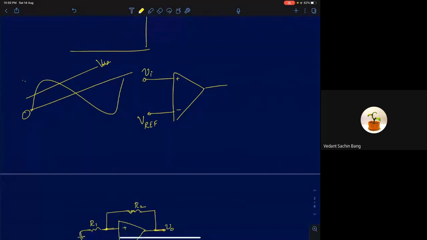Now, when your input exceeds Vref, then at this point you will get a rising edge, and at this point you'll get a falling edge, and so on. Again, the rising edge will come much later. Of course, duty cycle won't be 50%, but you'll get a waveform that looks like this. Do you think this is resolving the problem?